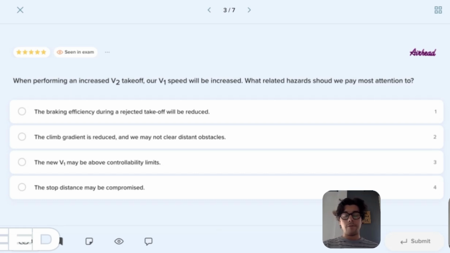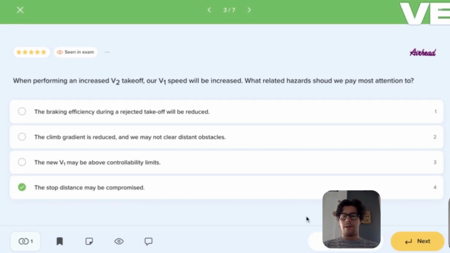Not necessarily, the braking efficiency will be the same as in any case. However, because of the faster airspeeds, the stop distance will be larger. The controllability limits, they refer to VMCG, so the minimum control speed on the ground, which is always before V1. And lastly, the stop distance may be compromised. I believe this answer makes the most sense out of all here, and that is also the correct answer.